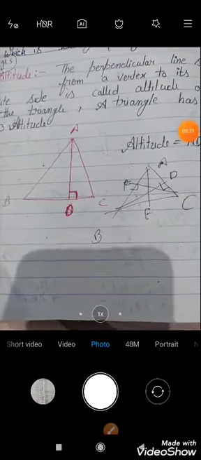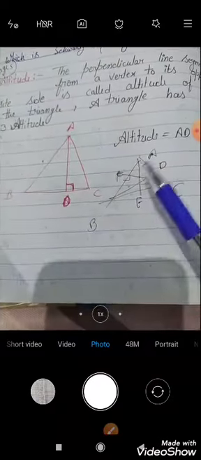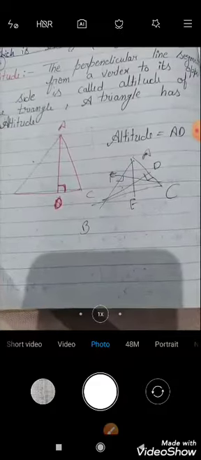So if we draw a line segment from a vertex A such that it makes a 90-degree angle with the opposite side BC, here line AD is known as the altitude or height of the triangle. Any triangle has a maximum of 3 altitudes. So in this figure you can easily see that AE, BD and CF are the 3 altitudes of triangle ABC.